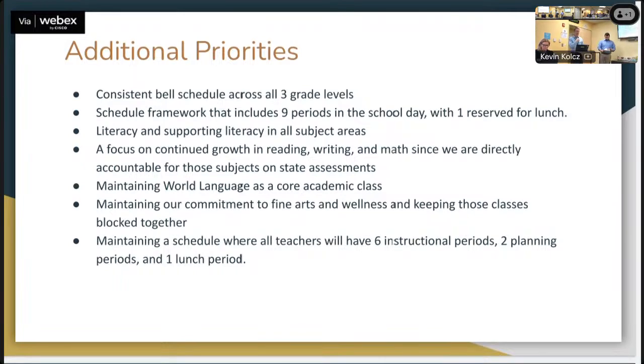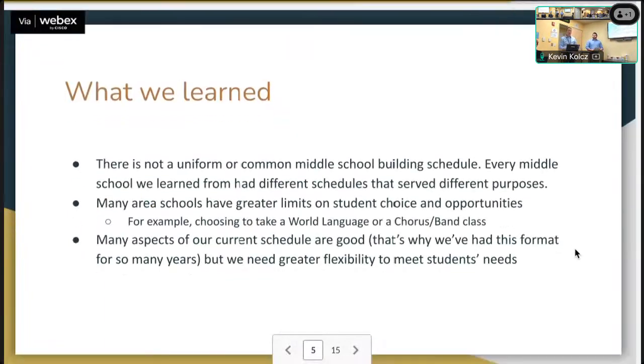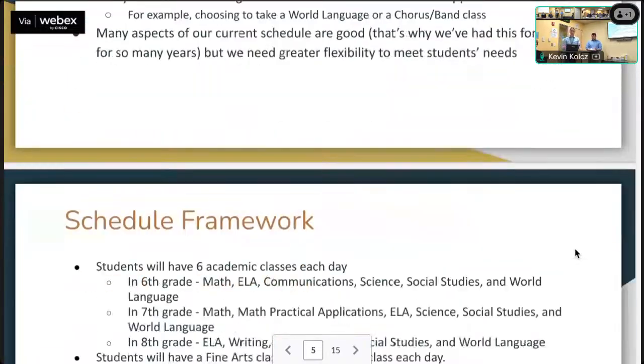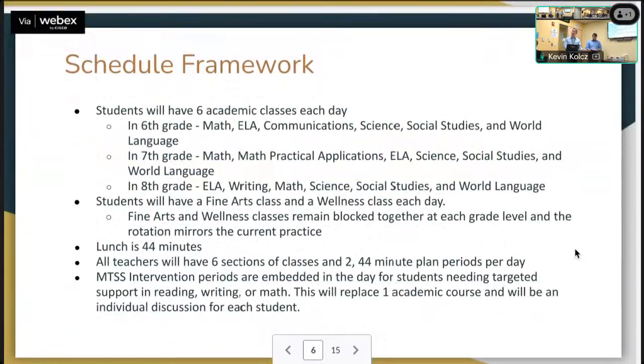Let's get into a little bit of what that framework that we're talking about looks like. So students will have 6 academic classes every day. We're going to talk a little bit more about how this shakes down, but as a quick overview, in 6th grade, we'll have math, English language arts, science, social studies, world language, and this communications class that I mentioned earlier. And we'll come back to that shortly.